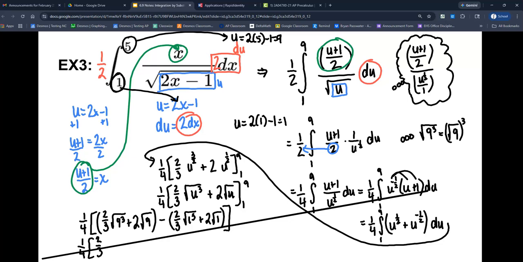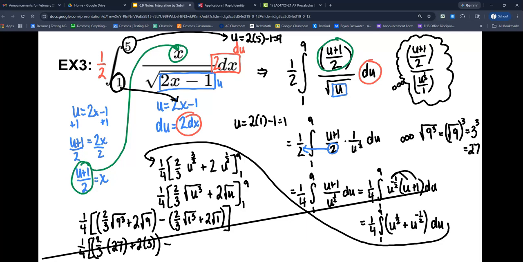We can switch the order of the exponents there, because square root is really a 1/2 exponent. What is the square root of 9? 3. What's 3 to the 3rd? 27. So it makes that doable, where otherwise it's crazy. So 27 plus 2 times 3.